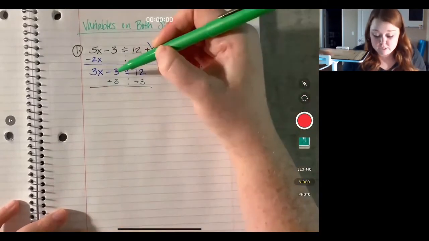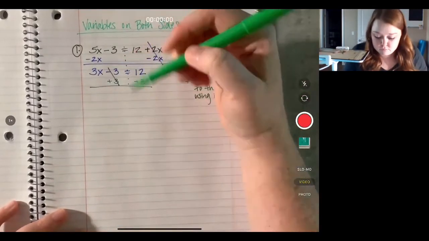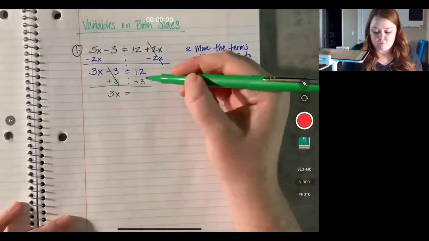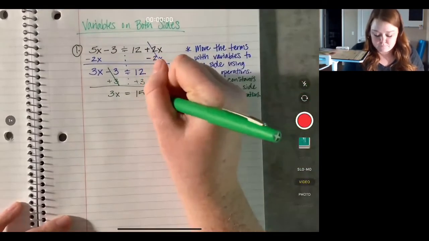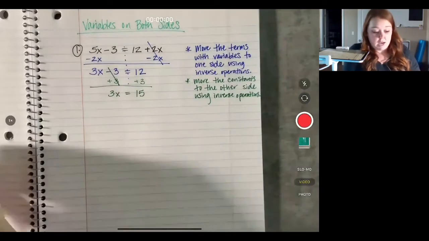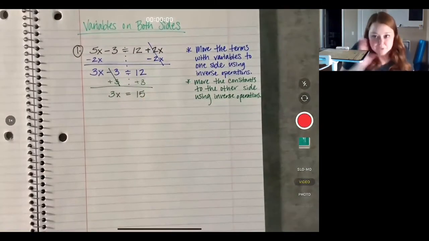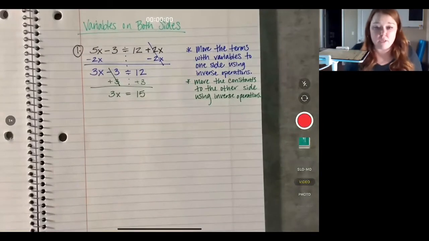-3 plus 3 cancels out to 0. I'm left with a 3x over there. 12 plus 3 is 15. So I now have 3x equals 15. We know what to do, I hope by now.